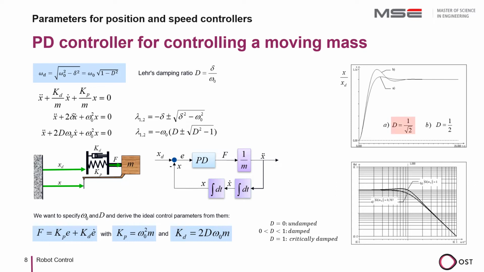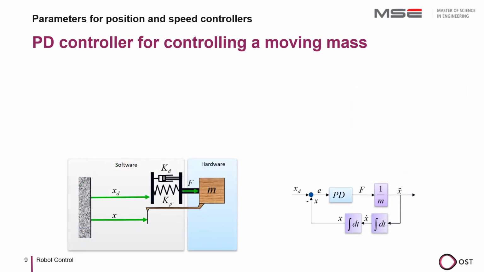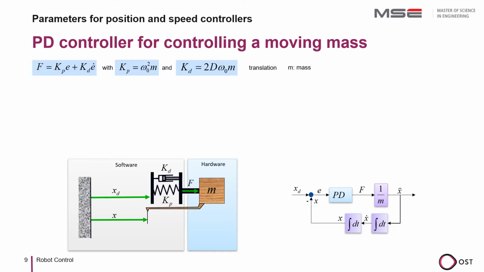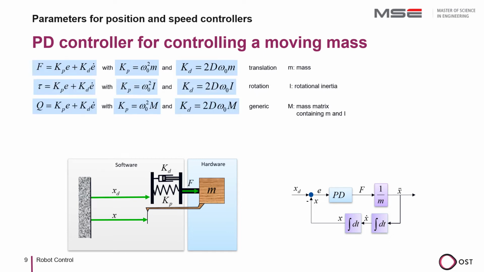Therefore, it is better to choose a D of approximately 0.7, or 1 divided by the square root of 2, because in this case the follow-up response is fast and the overshoot is within an acceptable range. One can use the equation for translation, rotation, or in robot coordinates. Of course, one must use the variables and constants consistently linear or rotational.